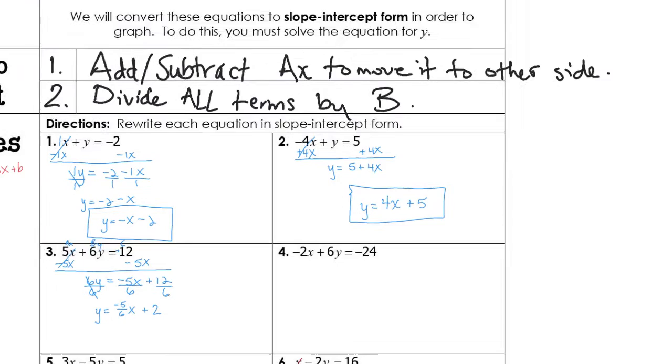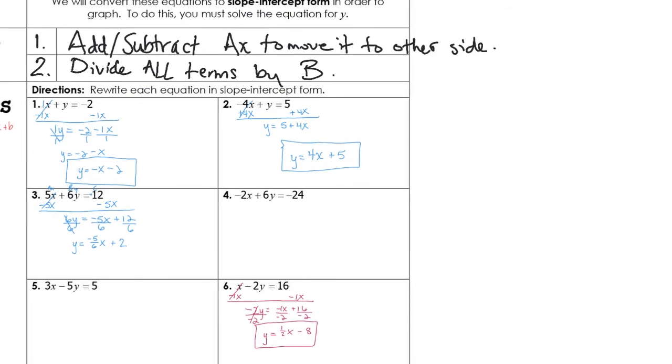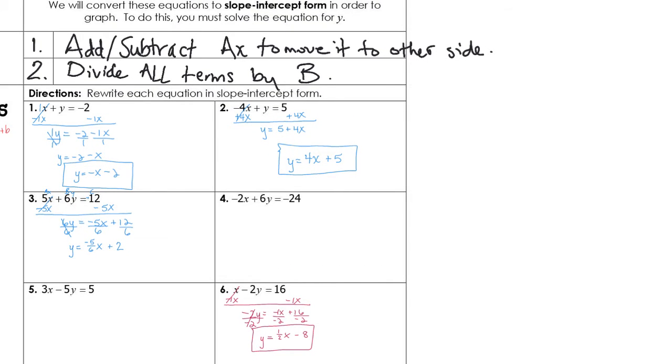So on these first 6 examples, what we're doing is following the algorithm or the recipe to convert to y equals mx plus b form, or slope-intercept form. We first add or subtract that ax. So you can see that we did that here, here. And then we're dividing all the terms by b. So here it was dividing by 1, and I showed you that just so you could see what the process was. Here we had to divide all terms by 6. And lastly, we had to divide all terms by negative 2.